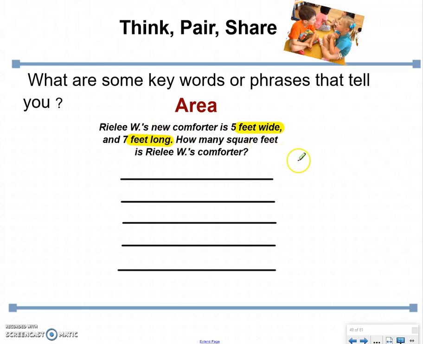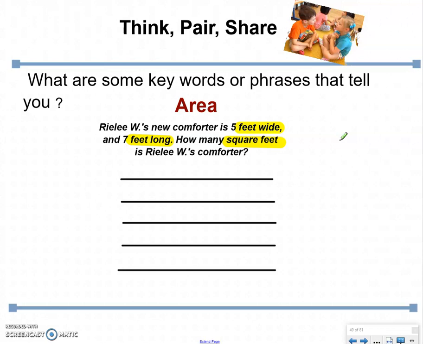Do you see any other keywords that might help us know this is an area story problem? Let me give you a hint. Do you see any words that are asking you about the area? Look in the question. Oh, yes. I see it says how many square feet is the comforter. Well, I know that square feet is the same as area. So when it's asking me how many square feet is the comforter, it's really asking me what is the area of the comforter.